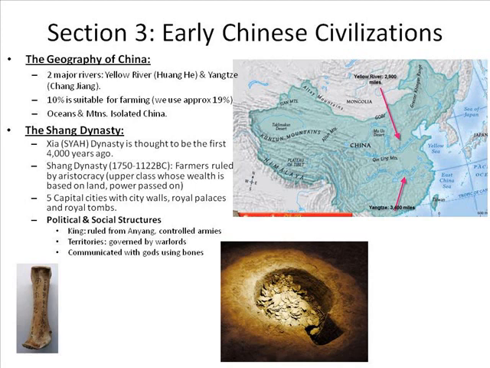Early Chinese civilization. Okay, so what you guys are looking at basically begins the geography of China. This begins on page 88. So the geography of China, there are two major rivers, the Yellow River and the Yangtze River. And you can see the yellow is the Huanghe, and the Yangtze is right there in front of you. 10% is suitable for farming. We use approximately 19% of the United States.